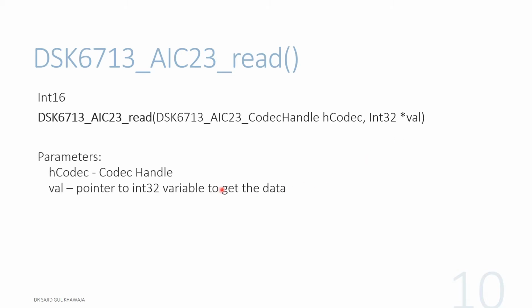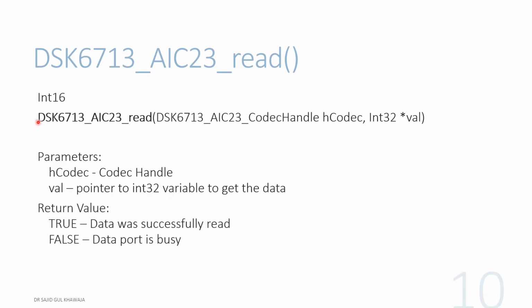I've already talked about this. The first parameter is H codec, the second parameter is the pointer to a 32-bit variable to get the data. The return values for this command are actually a little different.